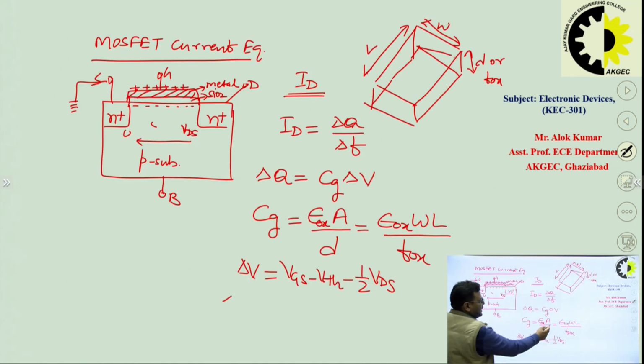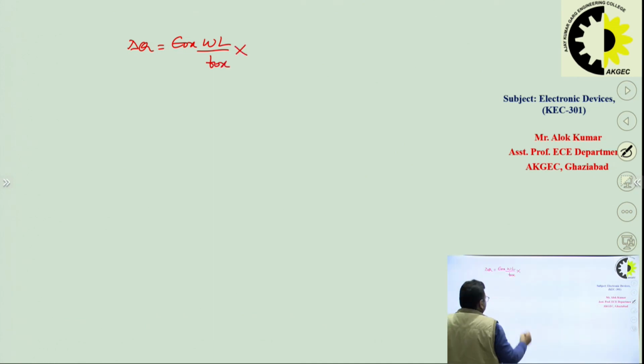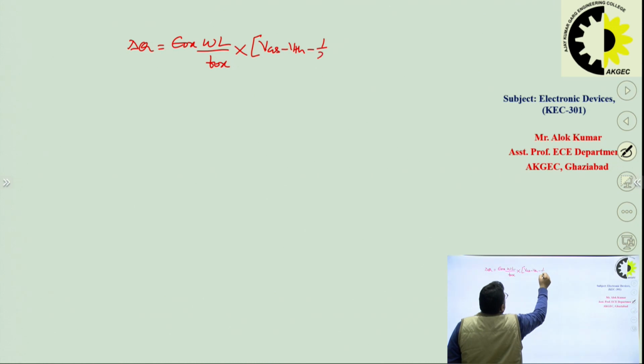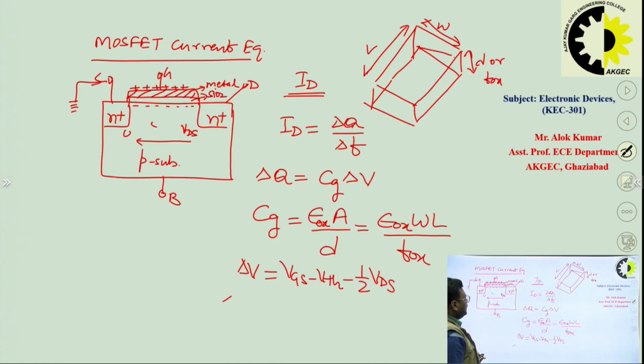So delta Q is equal to the value of CG, which is epsilon OX into W into L divided by TOX, into the value of delta V, which is VGS minus VTH minus half of VDS, right? So this is the value of delta Q. Now this value we have calculated. Now we want to calculate delta T, right?